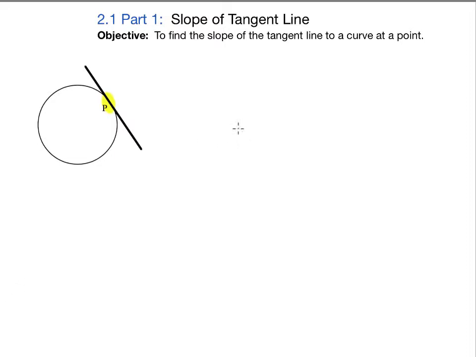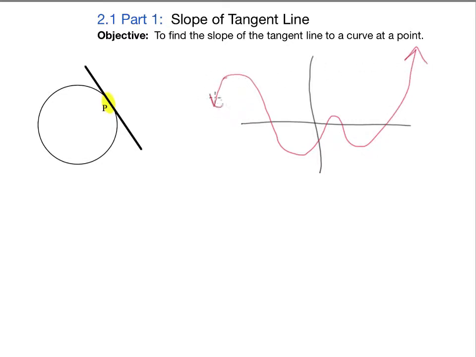Well, that definition is true, and it works great for circles, but when we have more complex curves, that definition starts to fall apart. So over here, I have a little bit more complicated curve. Now, if I use this definition of tangent line, say at this point here, we'll call this point P, the tangent line only touches the curve at one point, and that point that I filled in.